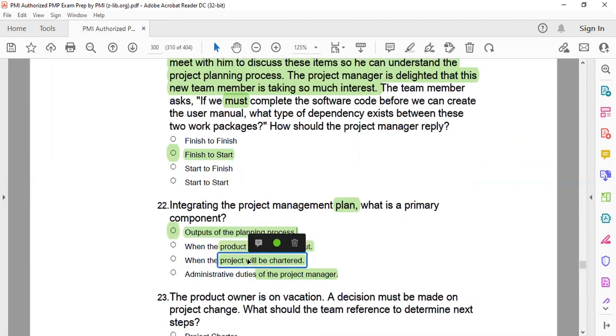Did you guys get the explanation what I said? Product has nothing to do with project manager. Charter will be done before the project management plan, and execution will be done after the project management plan.